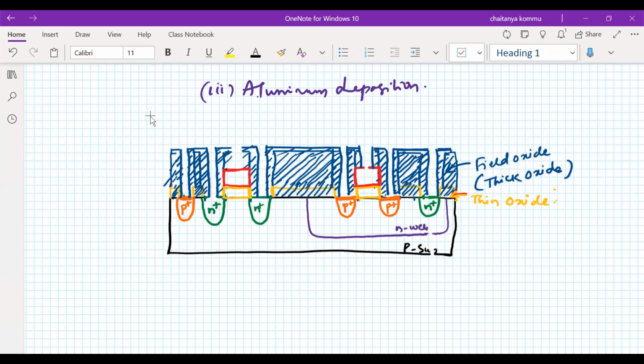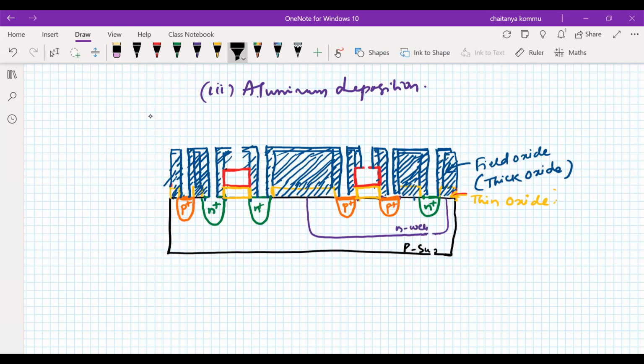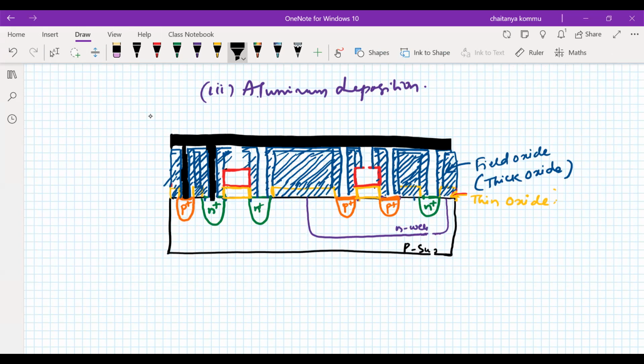Okay, so therefore I'm going to use this technique. Aluminum is deposited here. Whenever aluminum is deposited, deposition means it will cover the entire region. Okay, so something like this. It will cover the entire region. It is covered the entire region. It is also covered the entire region.